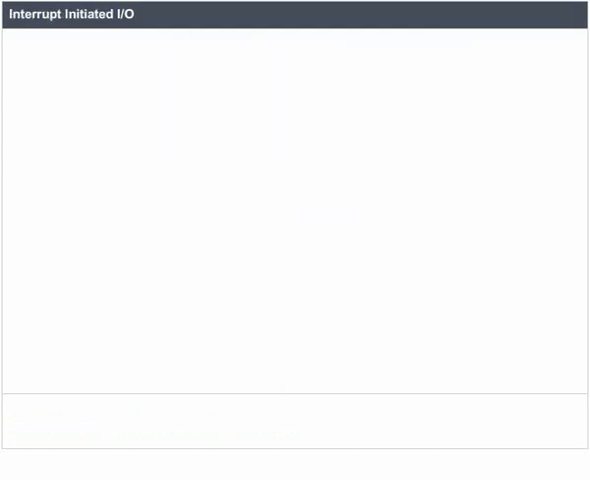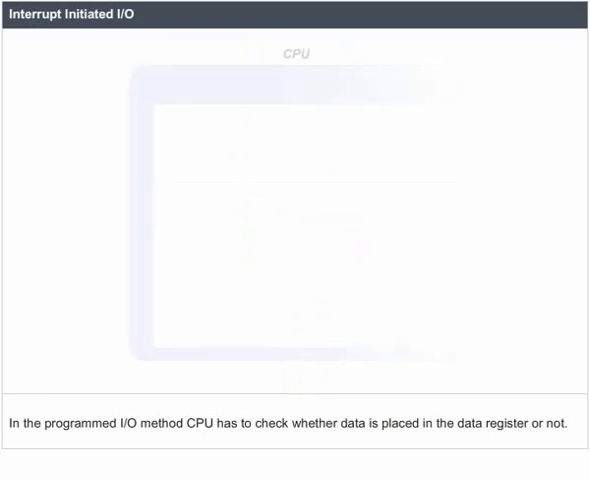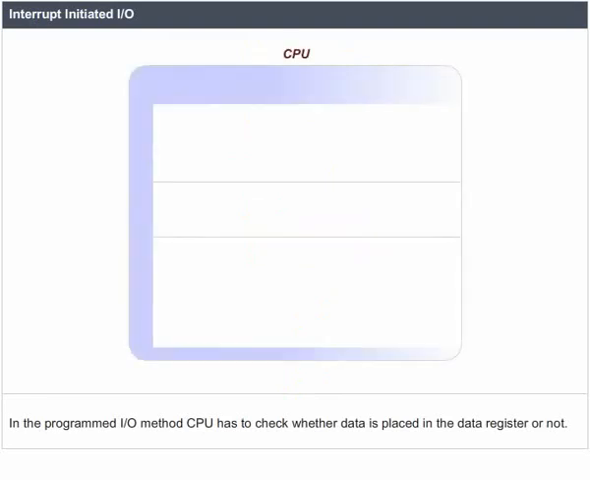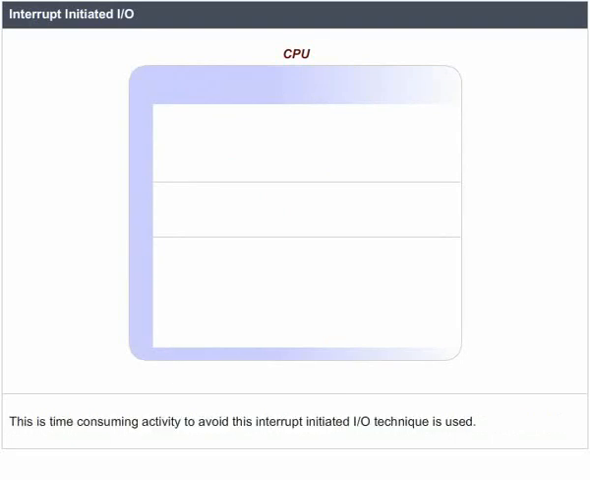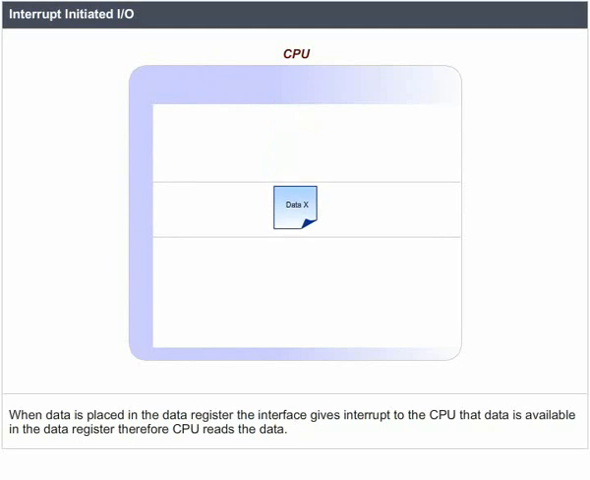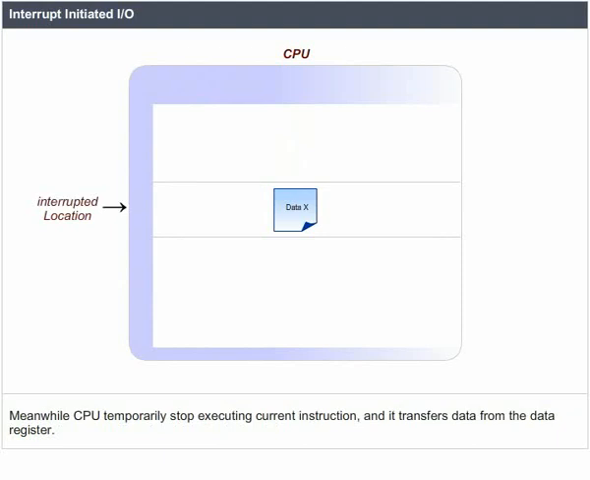Interrupt-initiated input-output. In the programmed input-output method, CPU has to check whether data is placed in the data register or not. This is a time-consuming activity. To avoid this, interrupt-initiated input-output technique is used. When data is placed in the data register, the interface gives interrupt to the CPU that data is available in the data register. Therefore, CPU reads the data. Meanwhile, CPU temporarily stops executing current instruction and it transfers data from the data register.